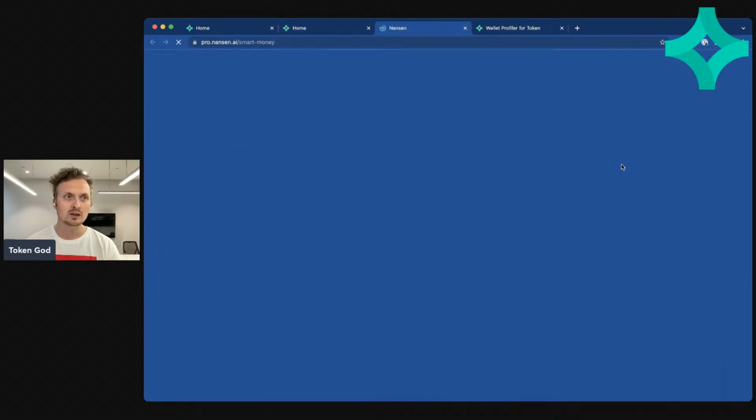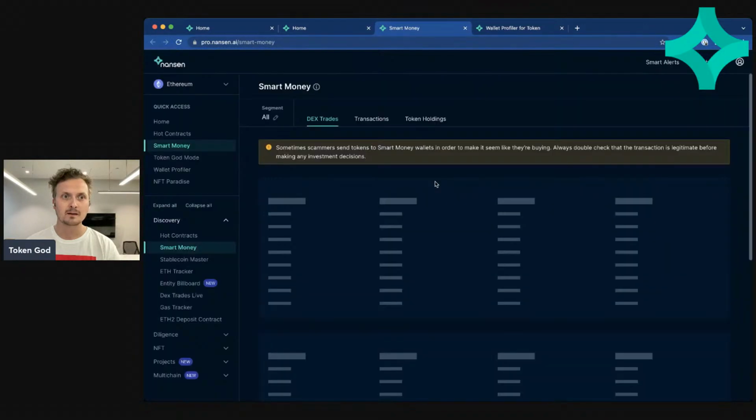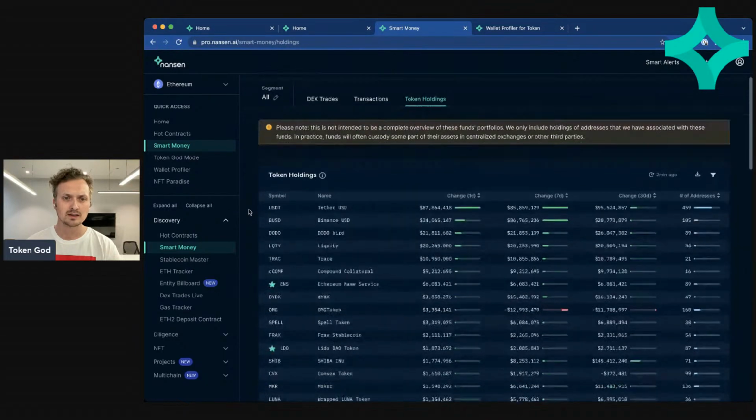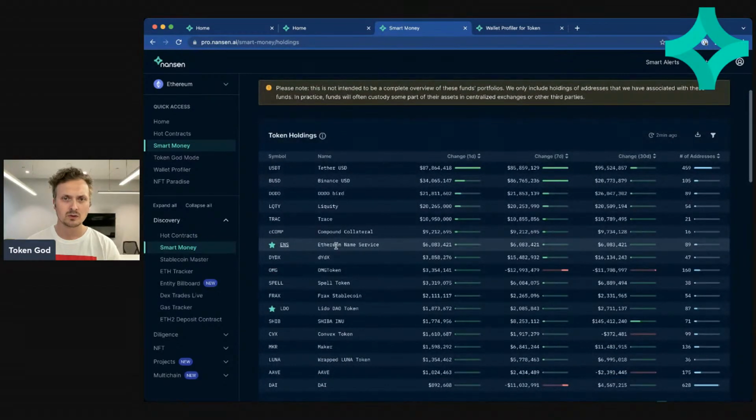And you could start looking at the smart money dashboards to actually, if we go to token holdings here, yeah, here we go. So you can see the change in 30 days. So like $6 million.